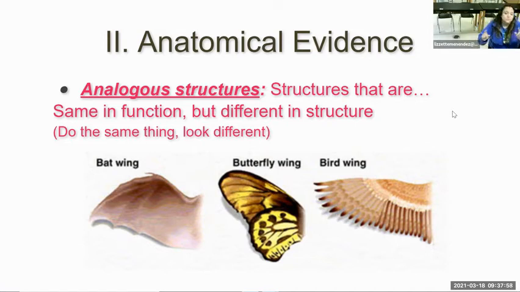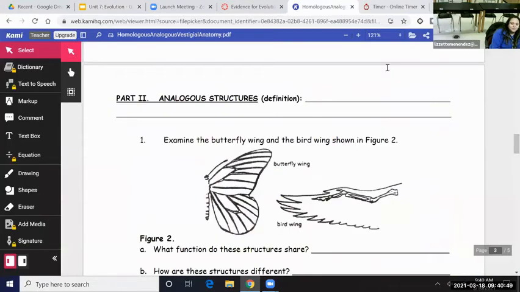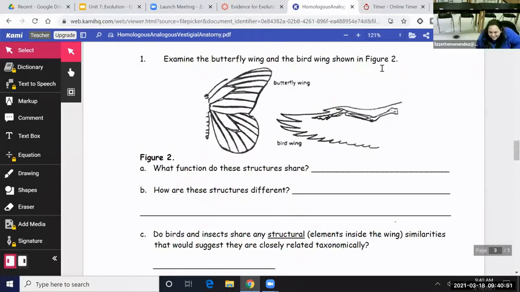So this next part is shorter. It's, I think, three questions. So for analogous structures, we're looking at structures that are the same in function, so they do the same thing, but they look different structurally. So here we're looking at two different wings, a butterfly wing versus a bird wing. And the three questions are just, what function do these structures share? So both wings, what do they help the organism do?